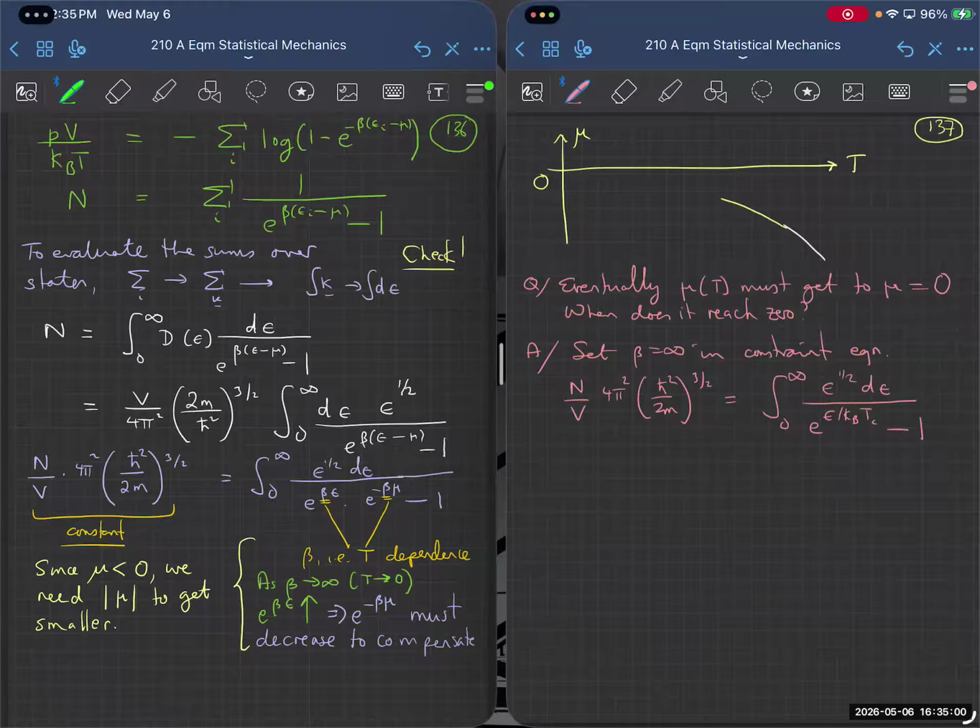So I'm setting beta, I'm not setting beta equal to infinity. This is wrong. I'm setting mu equal to 0 in the constraint equation. And then we're asking, so eventually mu of T must get to 0. When does it reach 0? So we're going to call the answer Tc. Okay? And we're going to expect that Tc should be 0. But let's see what actually happens.